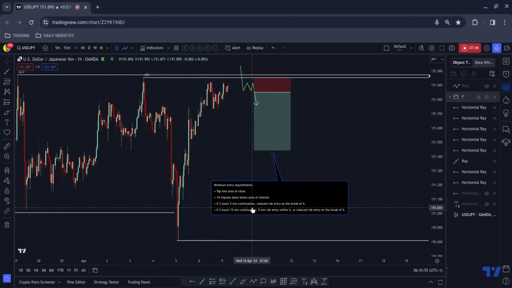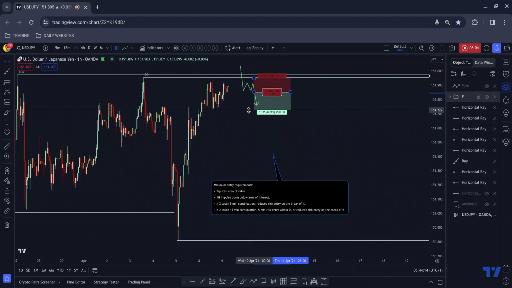If we get the 2-touch 5-minute continuation, so 6 to 8 corrective 5-minute candles, which is usually just the banks and the big institutions stacking their orders for the next wave to the downside, then I would look to get short with what we call a reduced risk entry on the break of the consolidation. And I don't think this holds much weight.